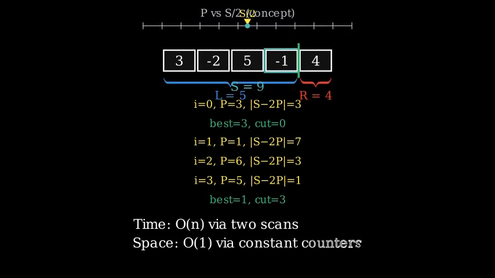Finally, the complexity. We scan the array twice, so the time is linear in n. We only keep a few counters, so the extra space is constant.